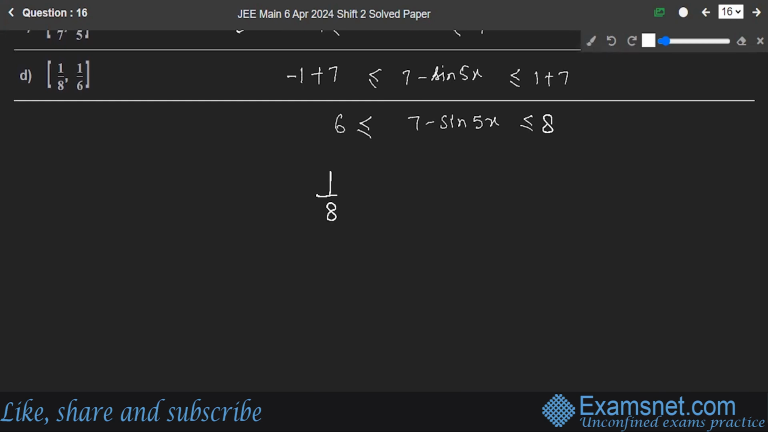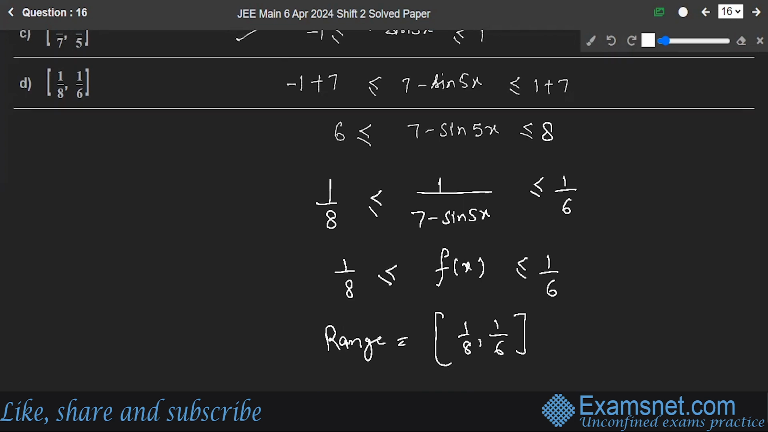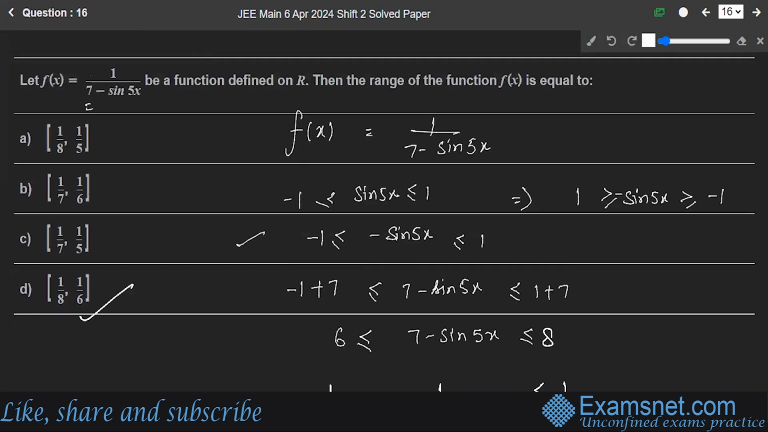1 by 8 less than or equal to 1 upon this. Okay, so that makes this your f(x) function. This lies between 1 by 8 to 1 by 6. So that means the range is this, 1 by 8 to 1 by 6. Now let's check with the options. You have D as the correct answer. Hope you got that. Let's move to the next question.